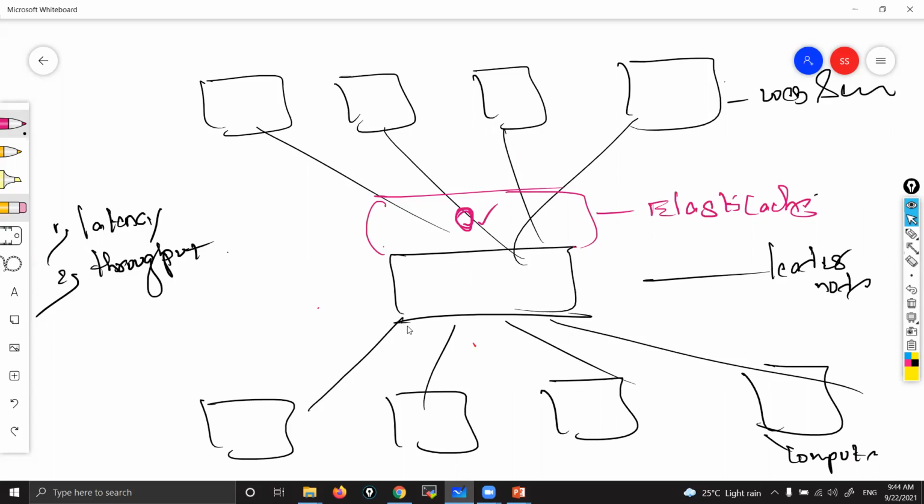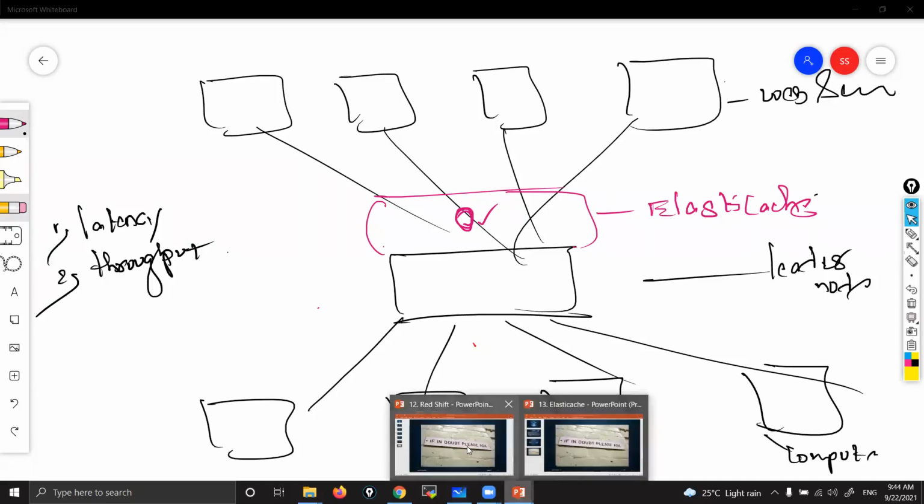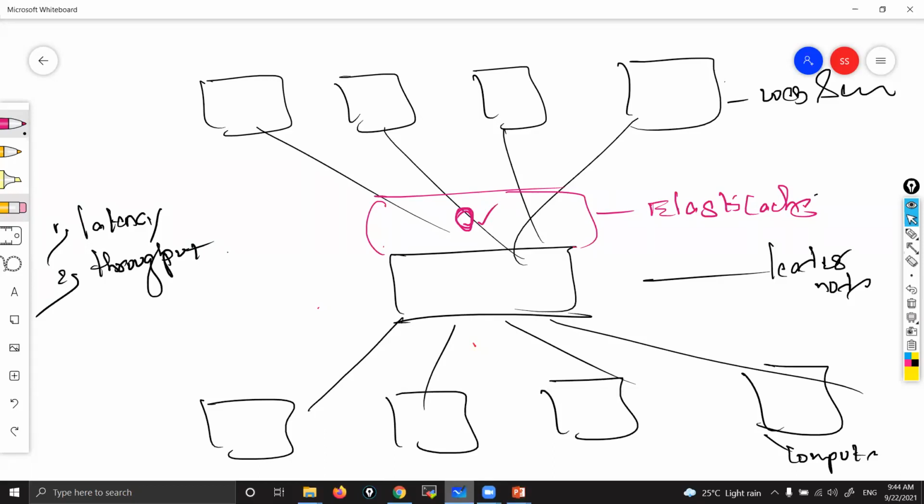I hope at least you got some idea about databases, how things work, how connections happen, and how the backend works. So that is important. Got it? Okay. Fine. So that is all about Redshift and ElastiCache. I'll be sharing these slides in the form of a PDF today.